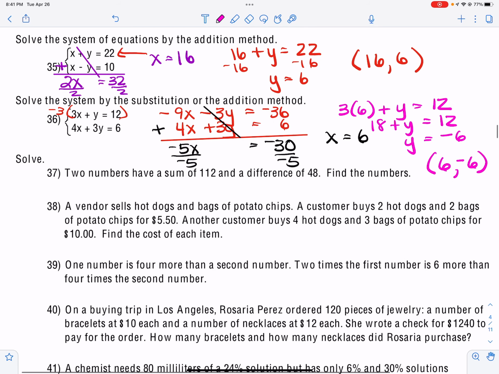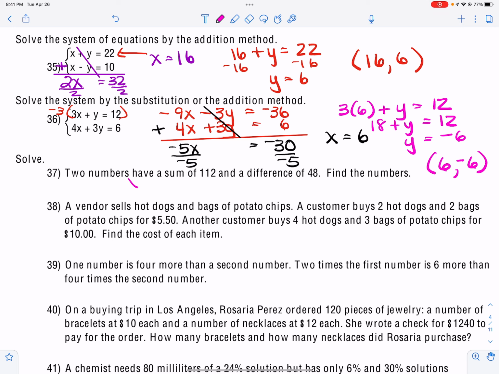Now we use system of equations to set up our equations. And so what I'm going to do is I don't think I'm actually going to solve these. I'm just going to set up these equations, and then hopefully you guys can solve them using either the substitution or the elimination method. So you have two numbers that have a sum of 112.